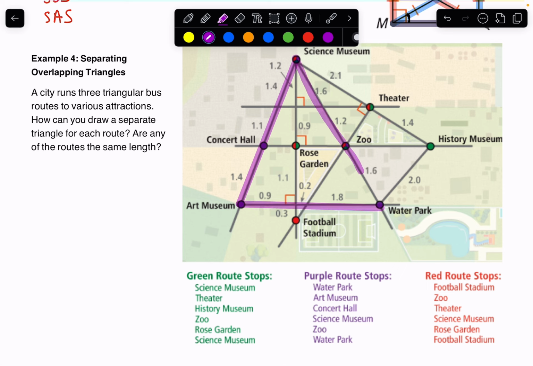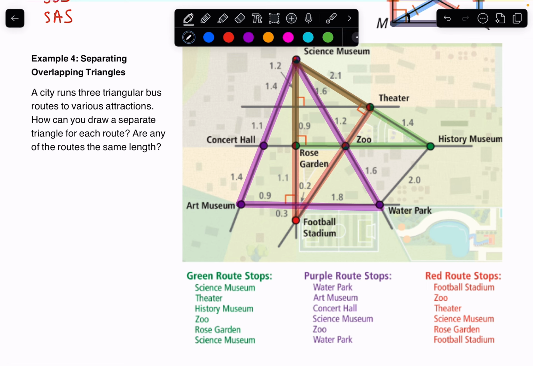Actually, I'm following the little colored icons on the map. And then I've got my green route. And I've got my red route. Okay. And the question here is, are any of the routes the same length? Right? Well, we can use what we know to figure out that they're the same length. I'm going to take a look because I can see already that my purple one is bigger, but my green one and my red one could be the same.